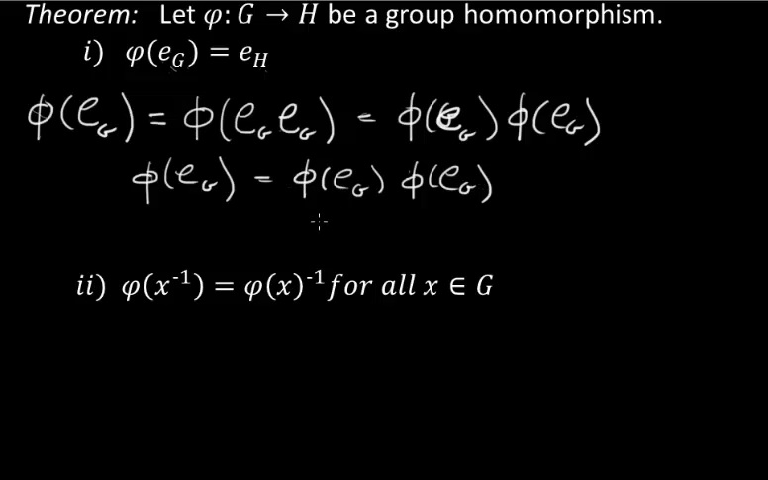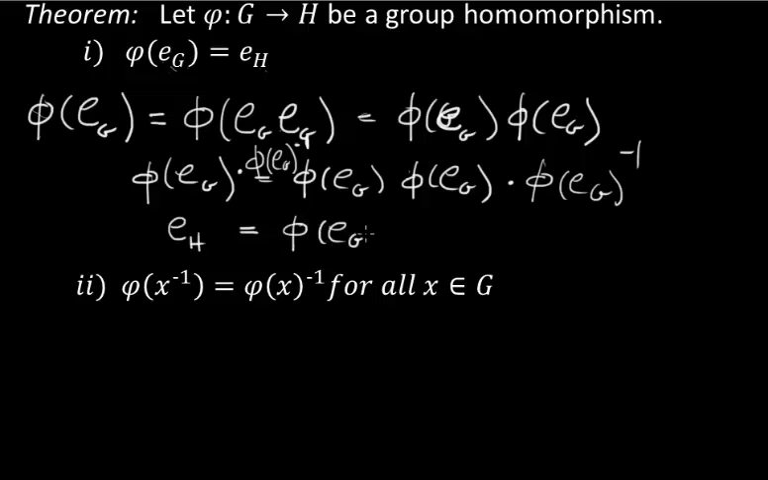It's in H, so it has an inverse. I'm going to multiply both sides by phi of e sub G, whatever that is, inverse. And here, being careful to do it on the same side. It's an inverse in H. So when I multiply phi of e sub G times its inverse in H, I get the identity in H, don't I? And over here, I get phi of e sub G times the identity in H. So we have what we needed. Phi sends the identity in G to the identity in H.